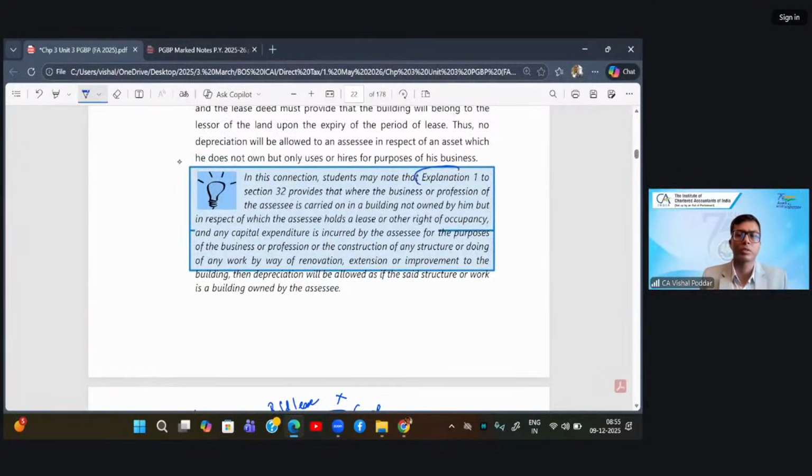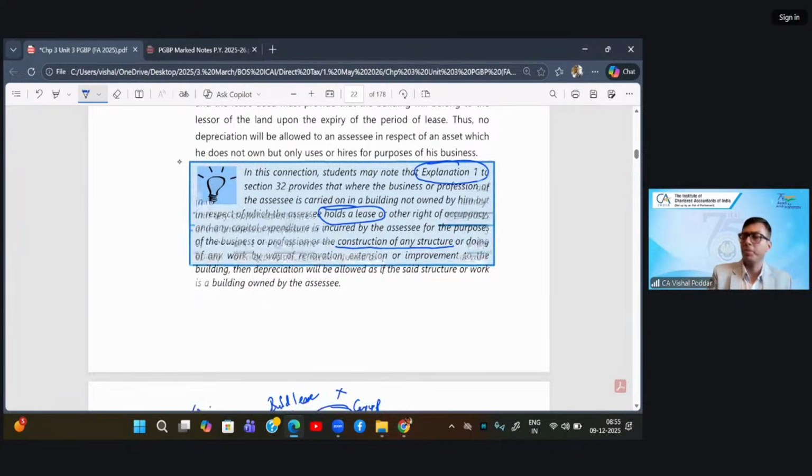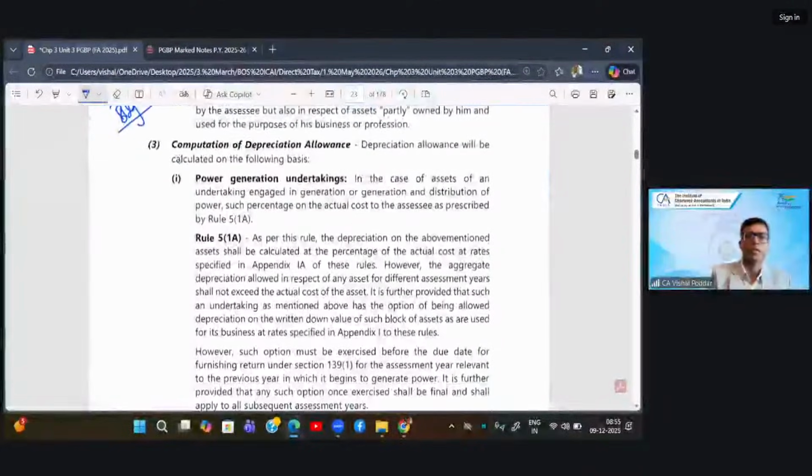See, this is what is given in explanation one. So you may hold the asset on lease, but if on that asset you have incurred any construction, then to the extent of that structure which you have constructed, you are the owner and you can claim depreciation of that structure. Now coming to something relating to computation.